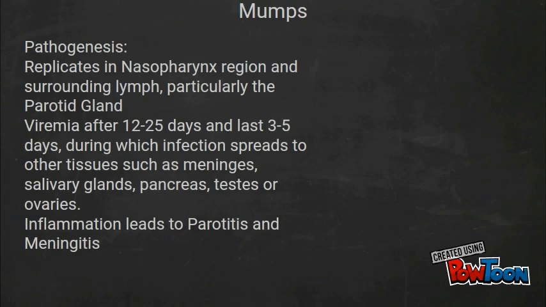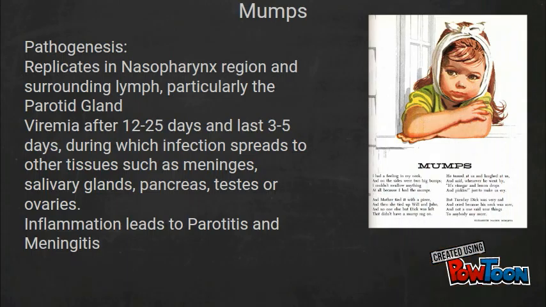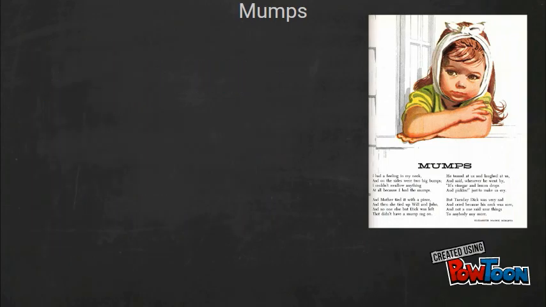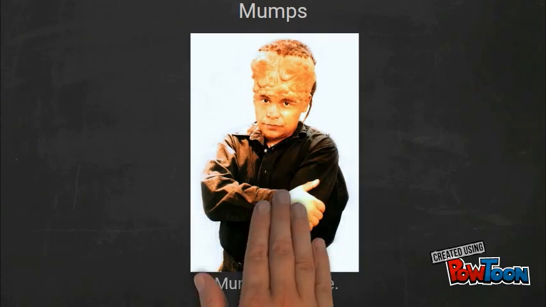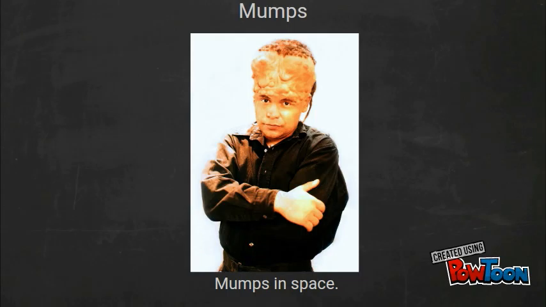Mumps replicates in the nasopharynx and surrounding lymph, most notably the parotid gland, leading to parotitis. Inflammation spreads to salivary glands, but can infect other areas of the body. Mumps is found in most bodily fluids, including breast milk, causing infection from mother to child. Mumps is self-resolving after about 10 days.